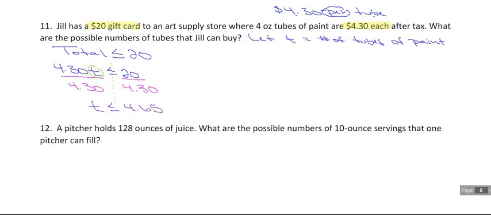Now, here's the catch. She can't buy 4.65 tubes of paint. Okay. She definitely can't buy 5 tubes of paint because she needs to buy less than or equal to. Okay, so we're going to have to take this number and we're going to have to round it down because she literally has a fixed dollar amount. So we want to know the possible numbers of tubes that Jill can buy. So Jill can buy, let me get out my little keyboard here so then it's easier and neater.